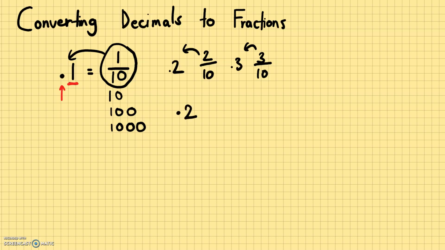When you're changing 0.2 to a fraction, this 2 is the numerator, and the denominator is a 1 followed by 1 zero because there's only one number after the decimal point. For 0.3, the numerator is 3, and the denominator starts with 1 and has 1 zero again because there's only one number after the decimal point. Okay, so that's basically all the rule that you need to remember when you're changing a decimal to a fraction.